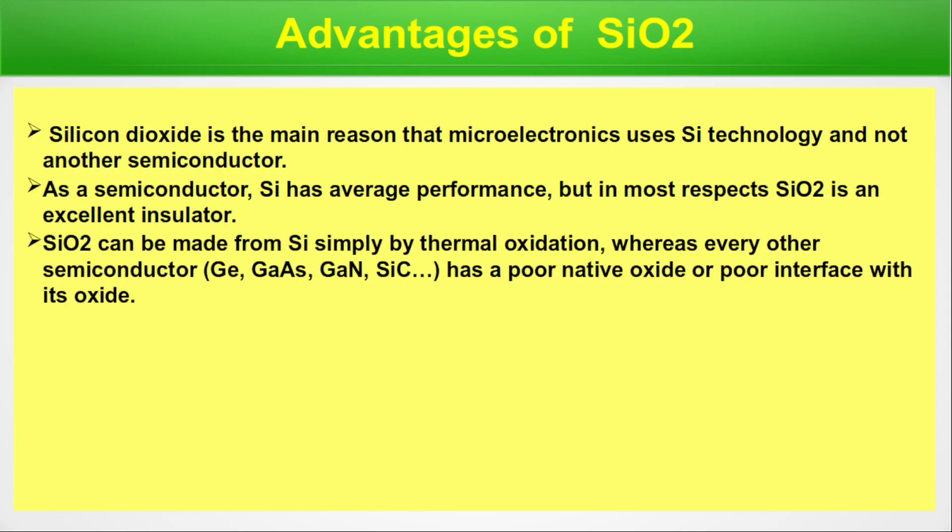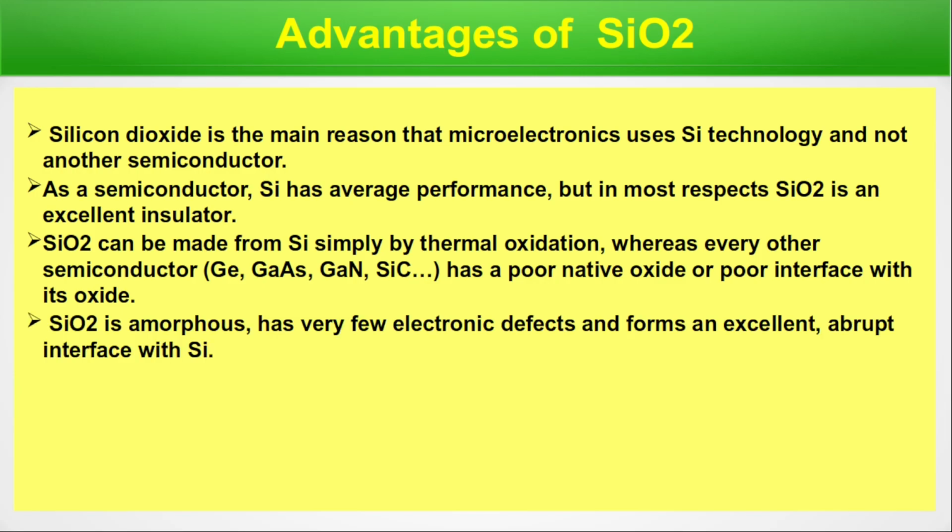Silicon dioxide can be made from silicon simply by thermal oxidation, whereas every other semiconductor like germanium, gallium arsenide, gallium nitride, silicon carbide has a poor native oxide or poor interface with its oxide. Silicon has been chosen above many other semiconductors just because silicon dioxide is an excellent insulator and it can be made from silicon by simple thermal oxidation.